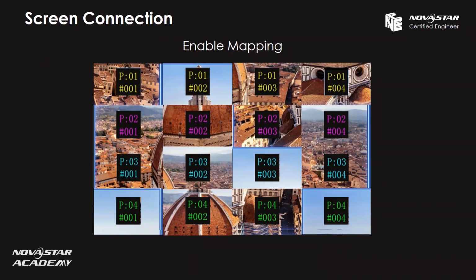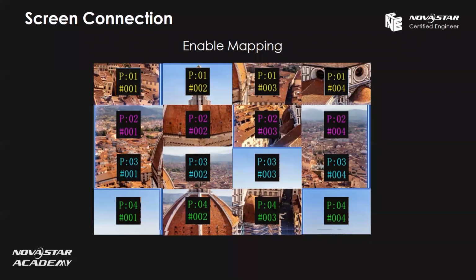As we can see from this picture, the P represents the output ports. For example, the first row, the green one, the yellow one, the P represents that this row's receiving card is connected to port 1, the same card, output 1. And the second row is connected to output port 2. So we will know this information. And the hashtag and the numbers represent the order of that receiving card.